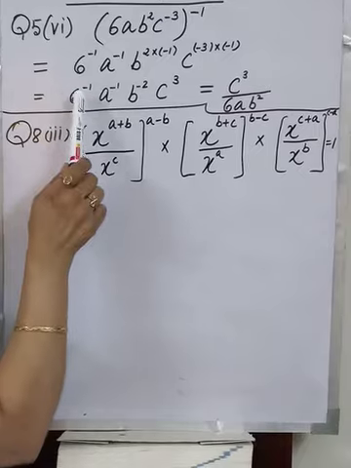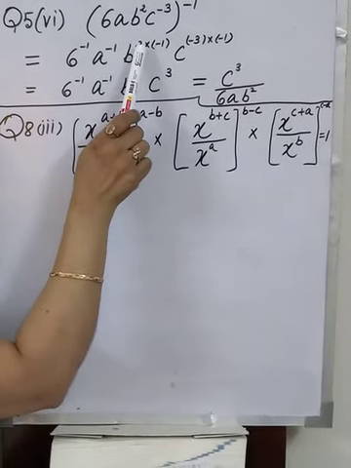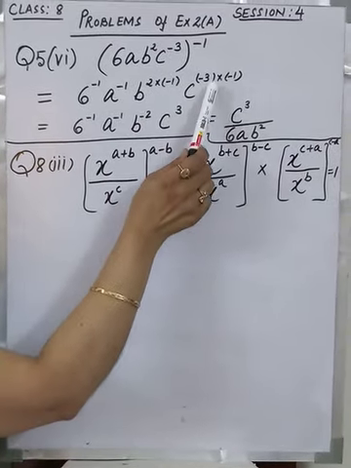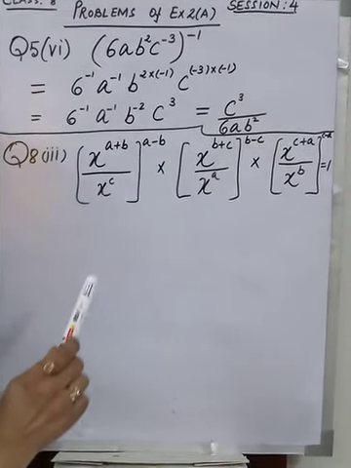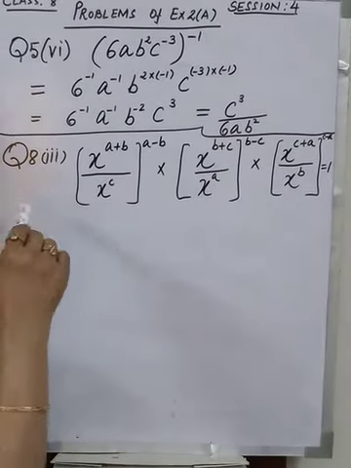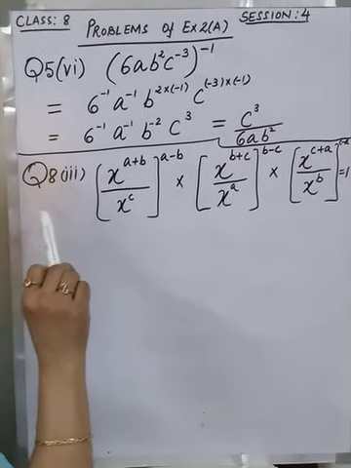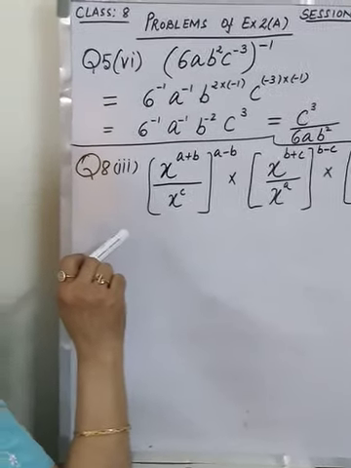We multiply, so what we got? 6 to the power minus 1, a to the power minus 1, b 2 into minus 1 will give you minus 2. Minus 3 into minus 1 will give you plus 2. So we got the expression, but we know that we should avoid writing the negative index. So we convert the negative index into positive index by taking the reciprocal.